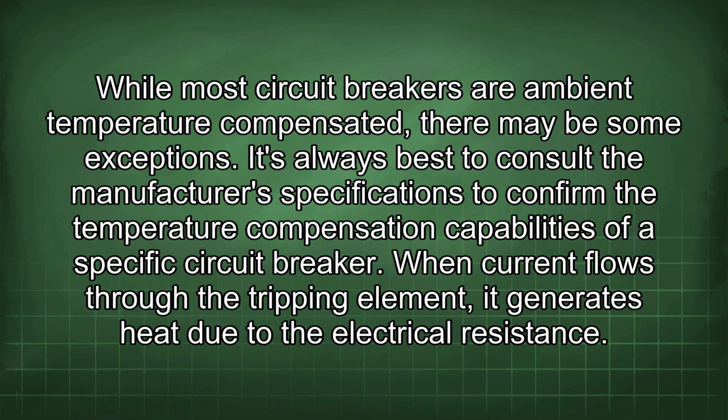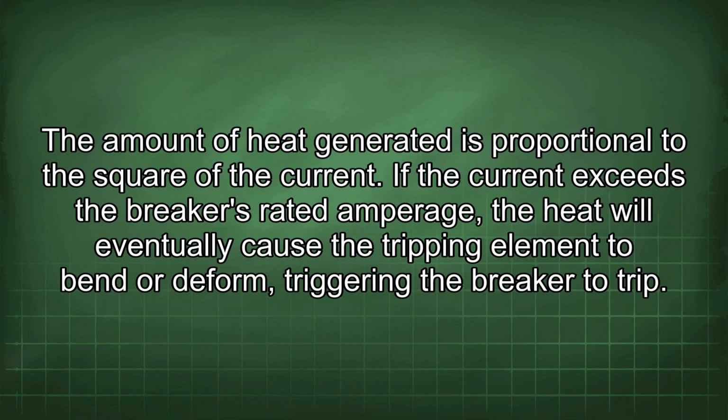While most circuit breakers are ambient temperature compensated, there may be some exceptions. It's always best to consult the manufacturer's specifications to confirm the temperature compensation capabilities of a specific circuit breaker. When current flows through the tripping element, it generates heat due to the electrical resistance. The amount of heat generated is proportional to the square of the current. If the current exceeds the breaker's rated amperage, the heat will eventually cause the tripping element to bend or deform, triggering the breaker to trip.